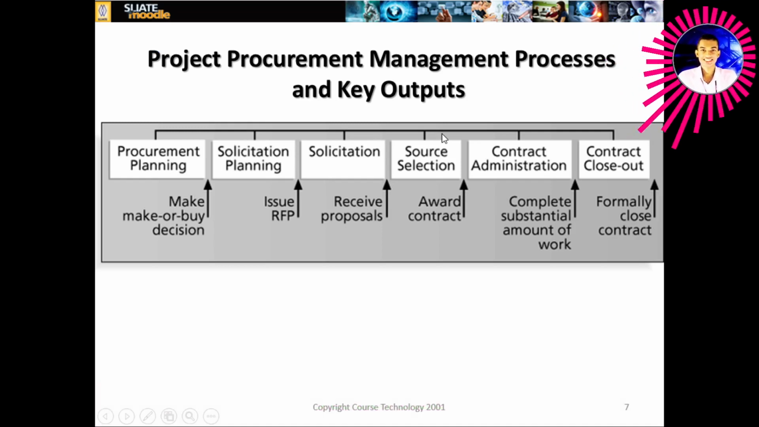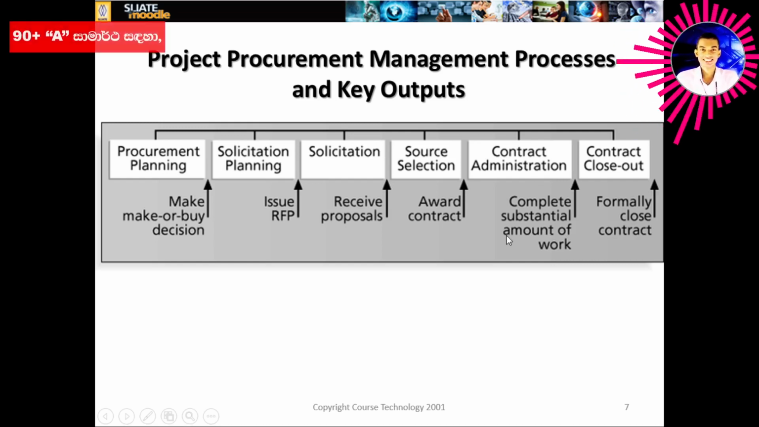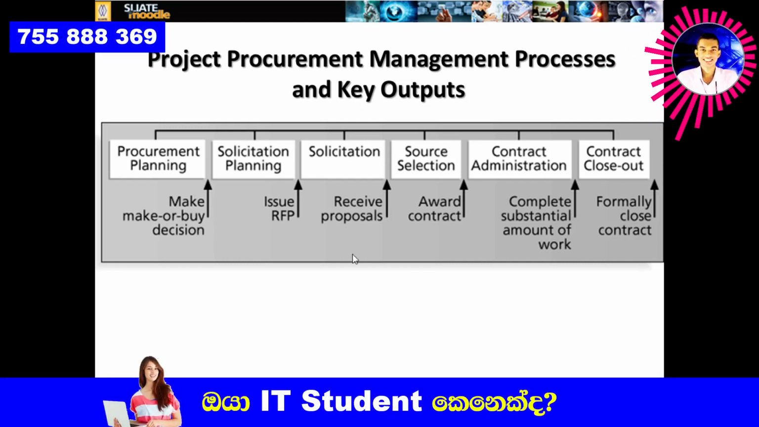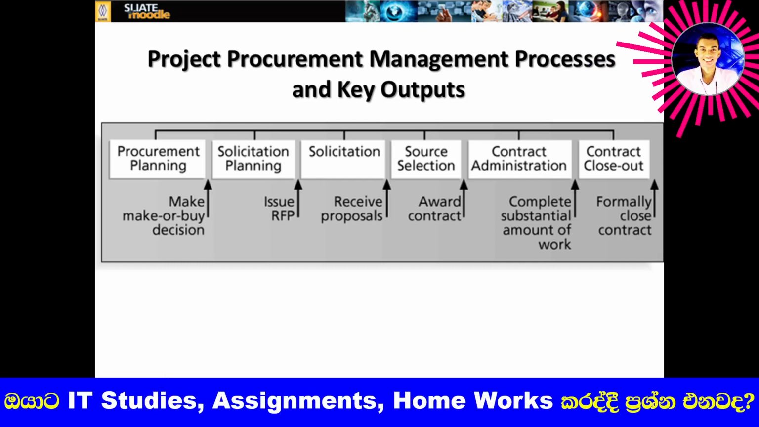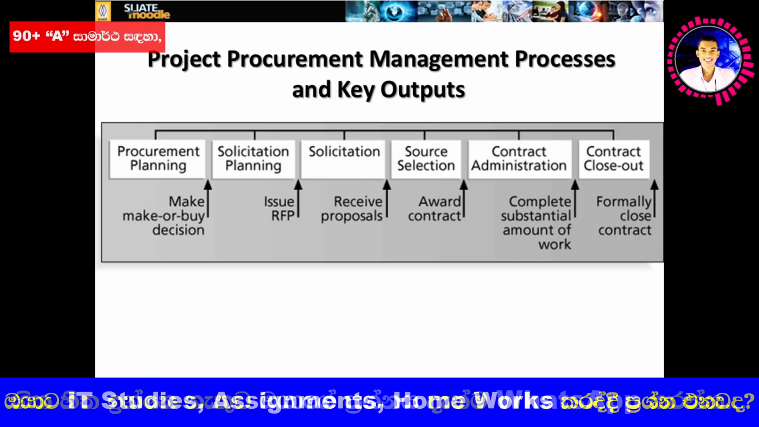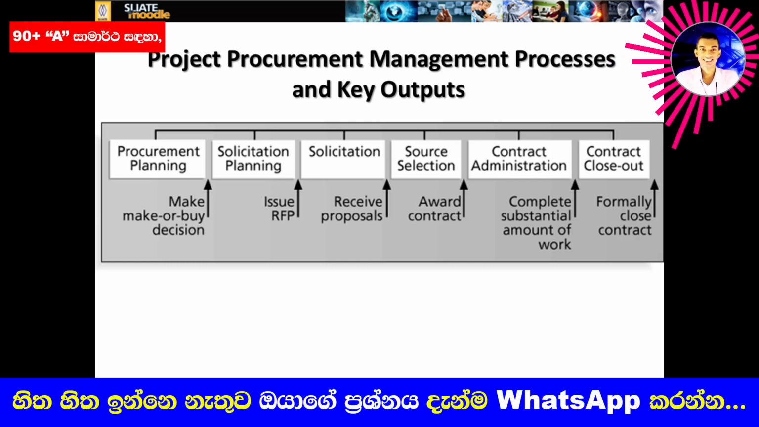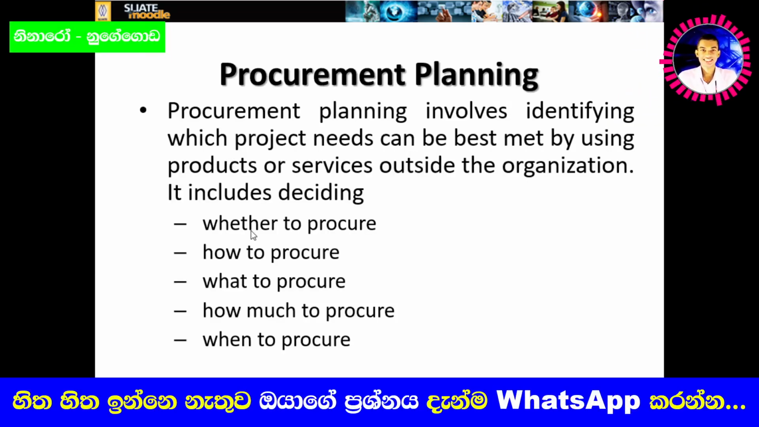Then after source selection, the key output is award contract. Then after contract administration, the key output is complete substantial amount of work. The final one, contract close out. The key output is formally closed contract. You will have to keep in mind these processes and key outputs, because in the exam there can be questions on these points, as we can see when referring to past papers. Okay, let's see the next slide.